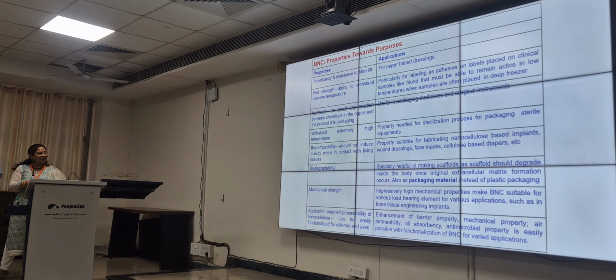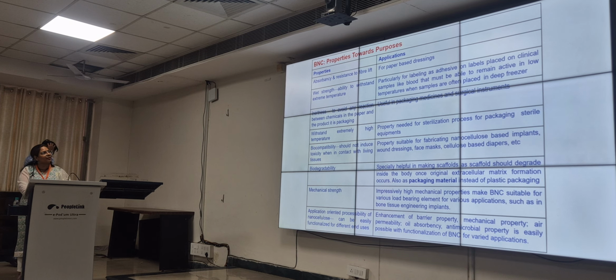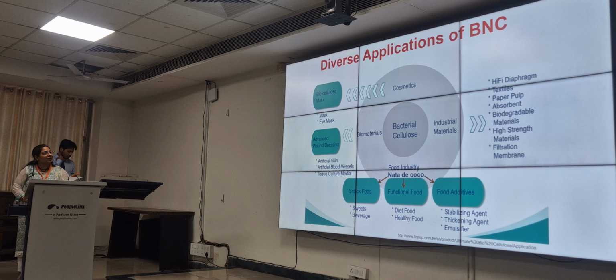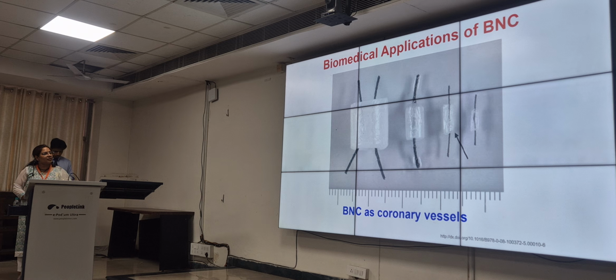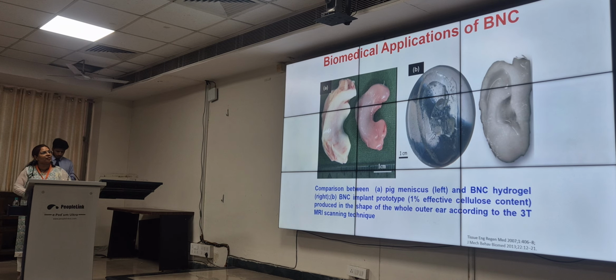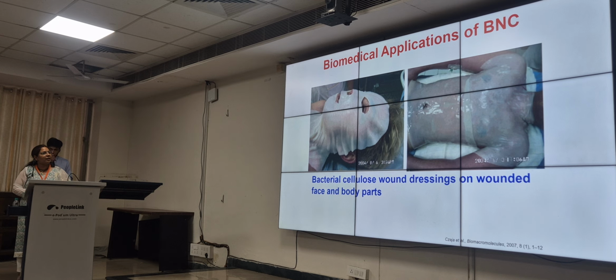Yeah. And then it can withstand high temperature. It is biocompatible, biodegradable, and generally recognized as safe. So there are different application areas like cosmetics, biomaterials, and the food industry. These are certain uses of the bacterial nanocellulose, such as coronary vessel implants or wound dressings.